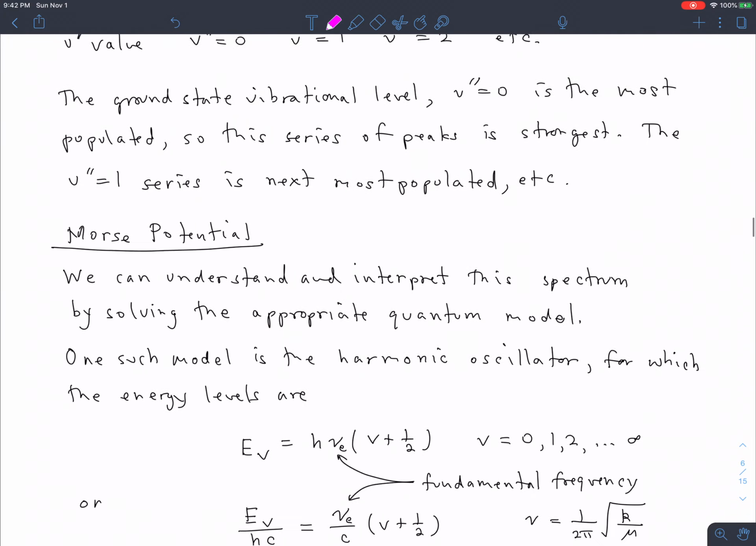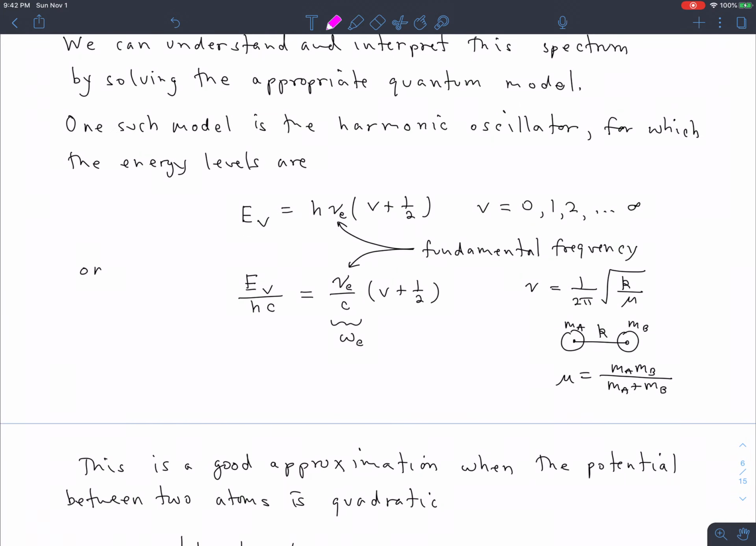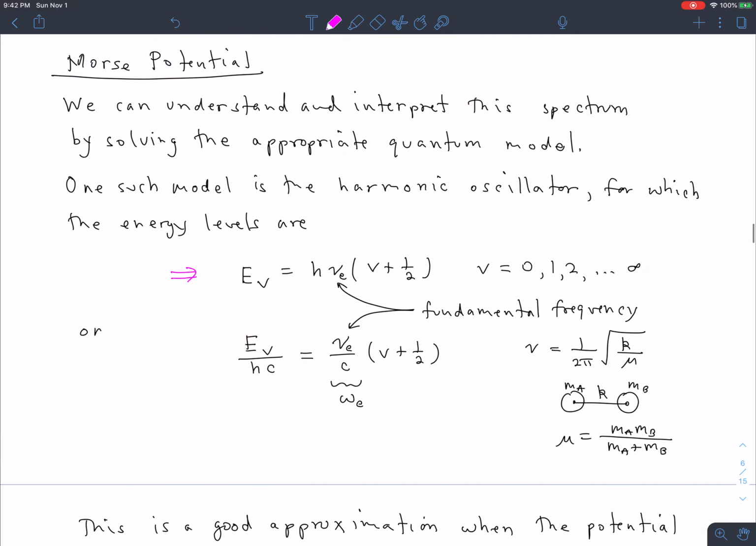And there's two possible vibrational models. One is the straightforward harmonic oscillator model, for which the energy levels are all equally spaced. So v here is a quantum number that goes from 0 to infinity. And the spacing between the levels for the harmonic oscillator is constant from one gap to the next, and it's equal to this fundamental frequency, or this fundamental energy gap, h times the fundamental frequency, nu sub e.